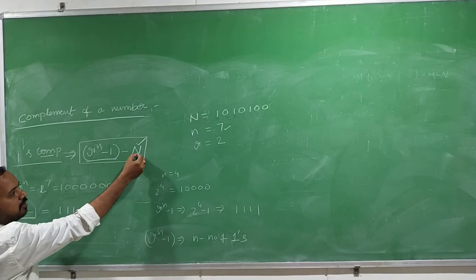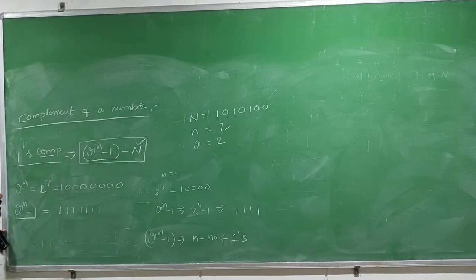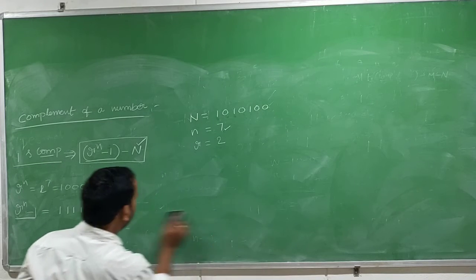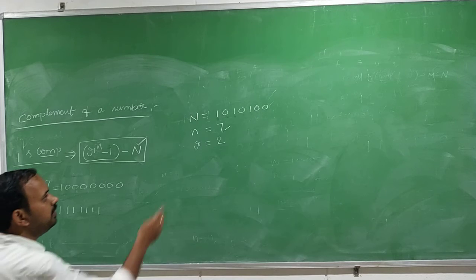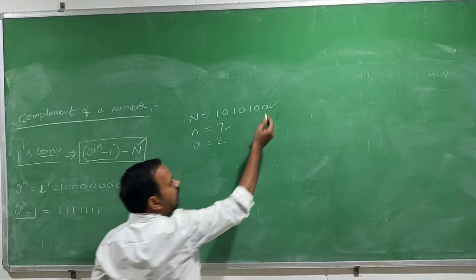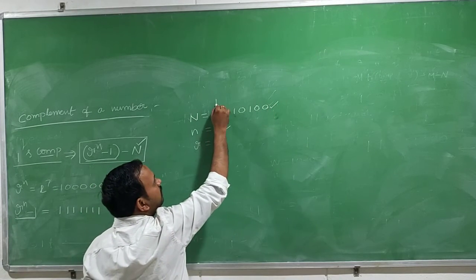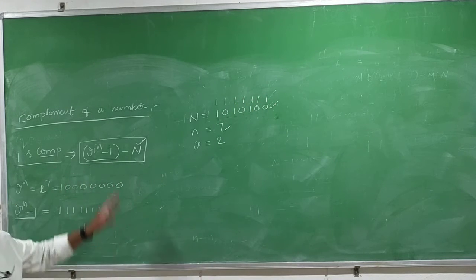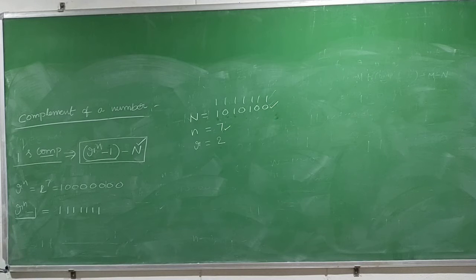N is nothing but the number of digits in the given n. So in ones complement, what we are doing is, the given number, we are always subtracting from that many number of ones. This is the formula we are deriving here.